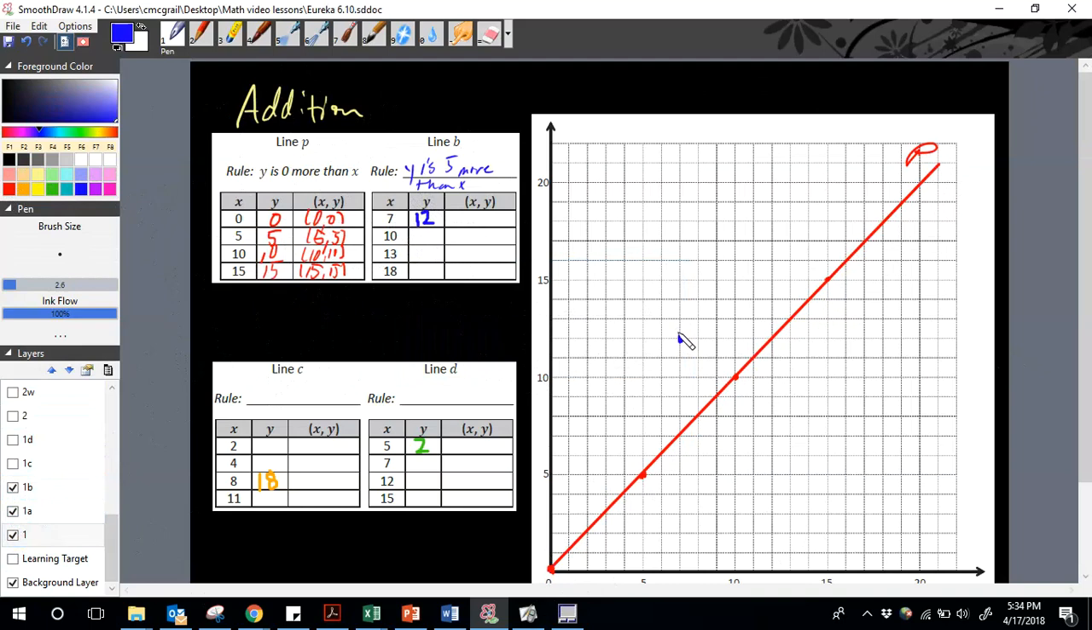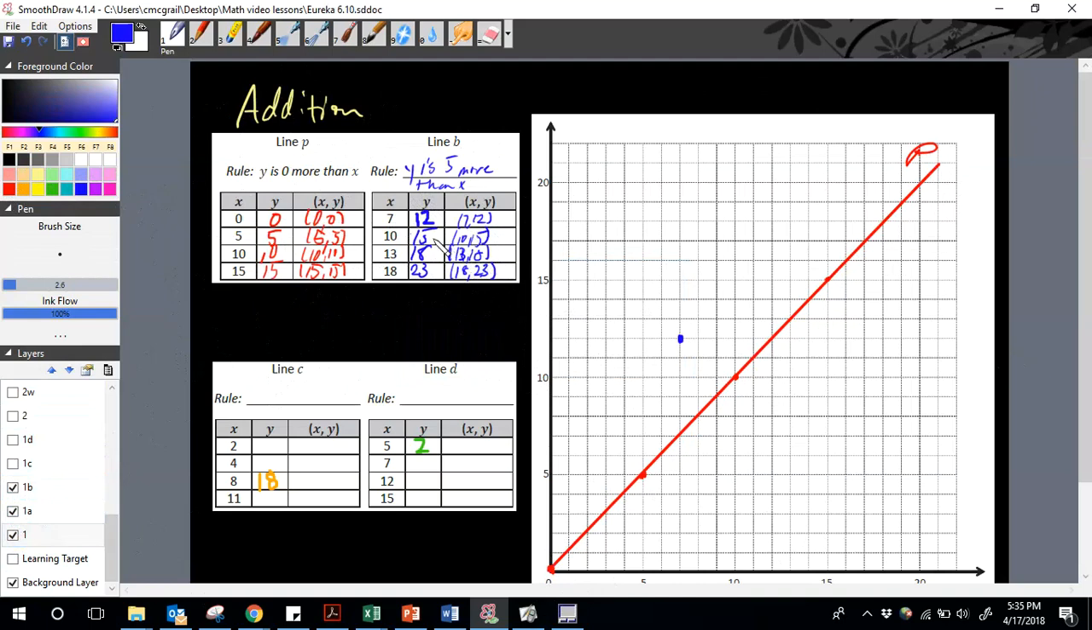So I've got (7, 12). That means the next points are (10, 15), (13, 18), and 18 plus 5 is 23, so (18, 23). Let's plot those points: (7, 12), (10, 15), (13, 18), and finally (18, 23). I know I'm going pretty quick, so go ahead and pause if you need to.